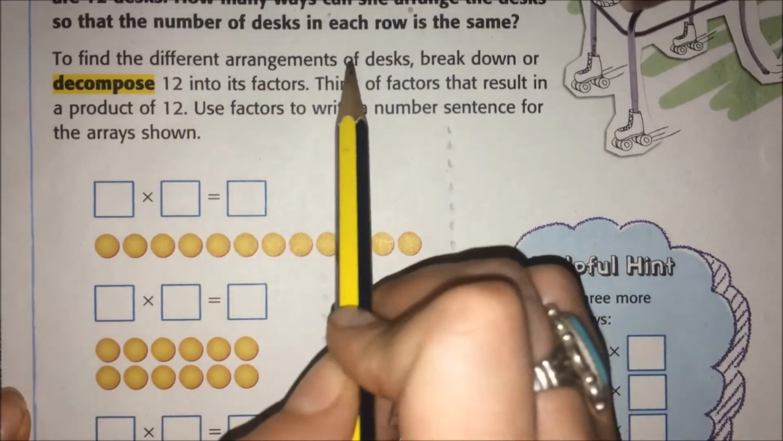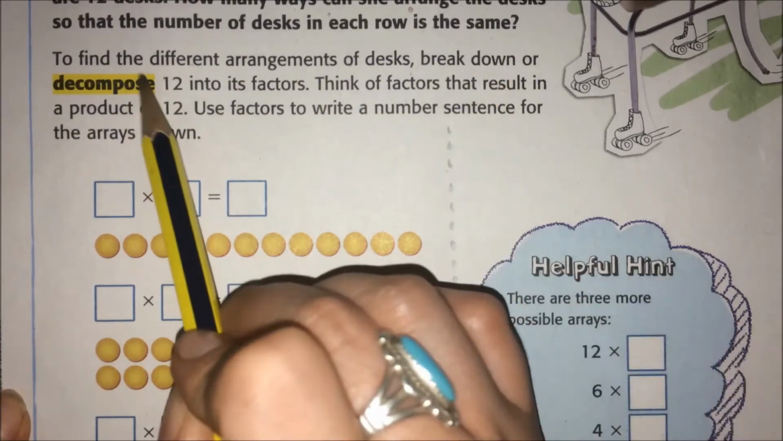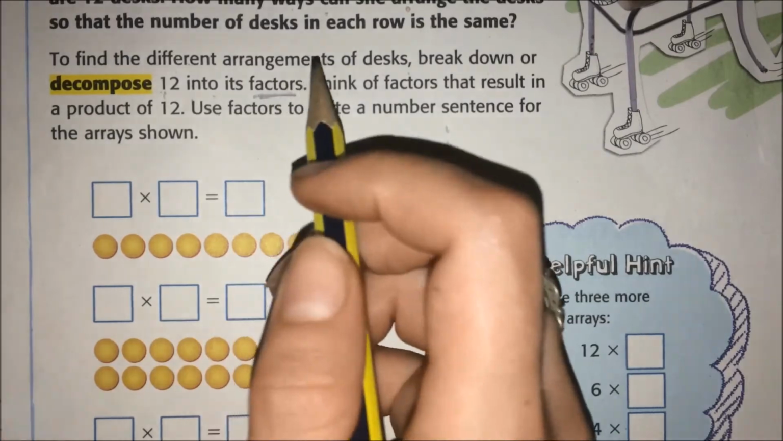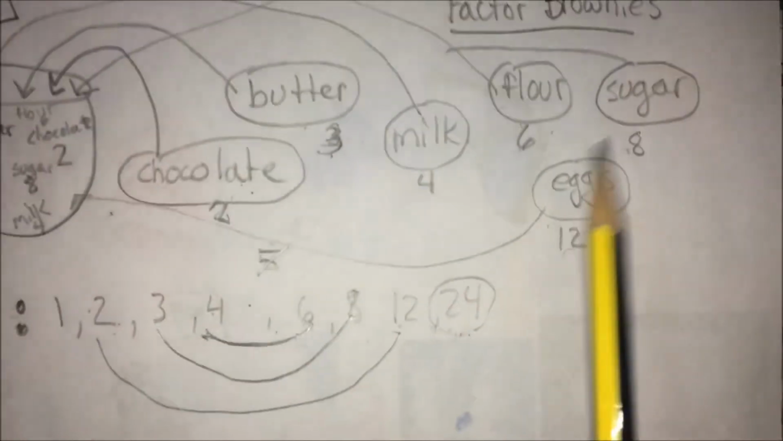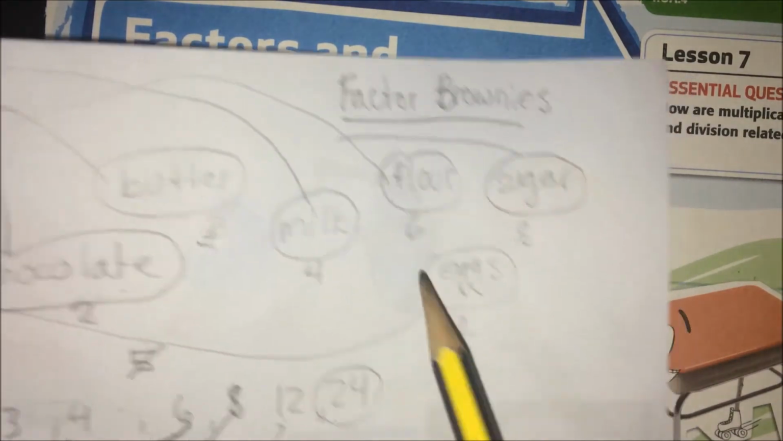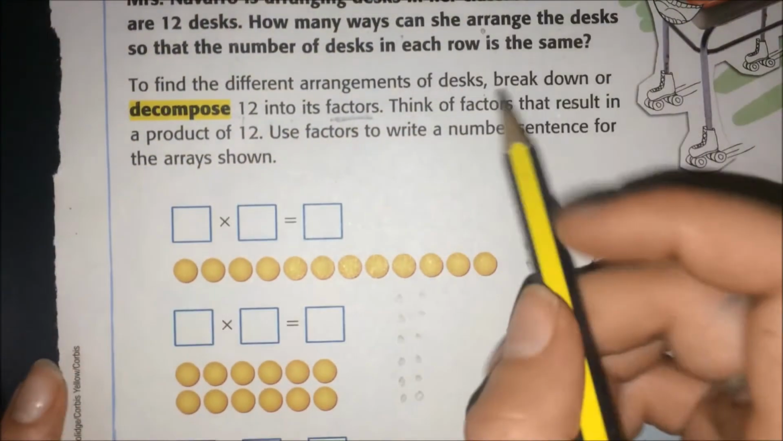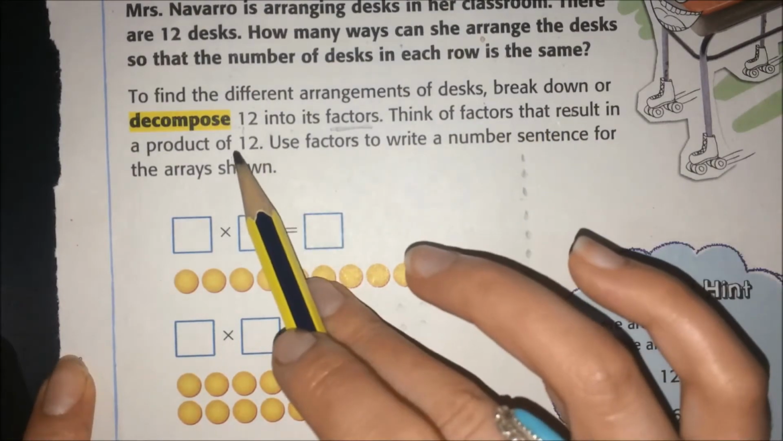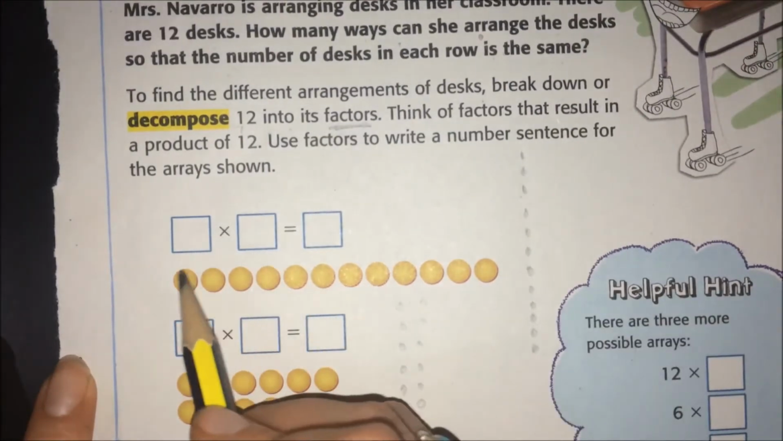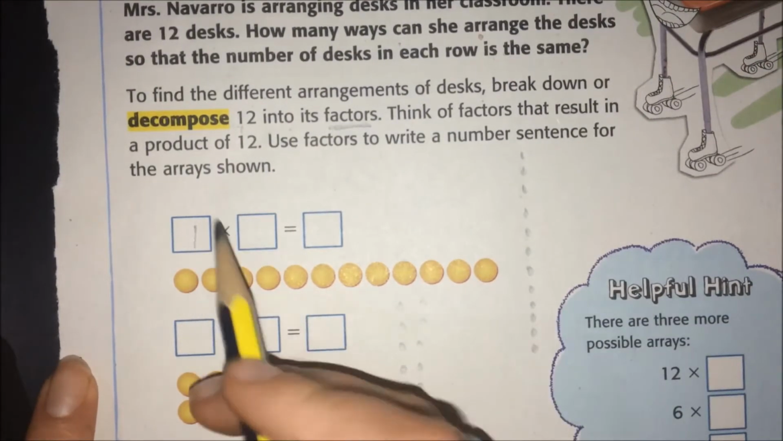To find the different arrangements of desks, break down or decompose 12 into factors. Factors are what go into the number 12, just like we did with 24. Think of factors that result as the product of 12. Use factors to write a number sentence for the array shown. So this would be 1 times 12.